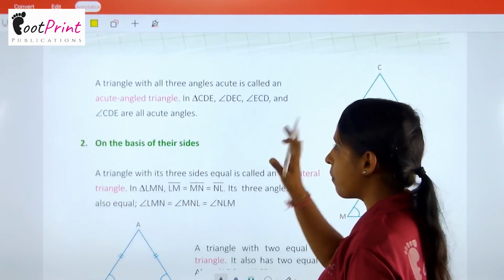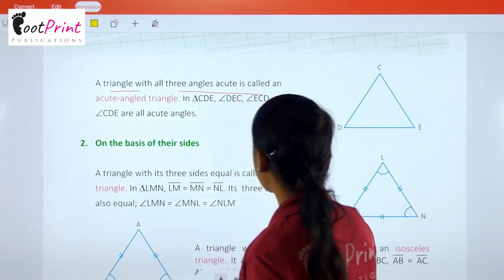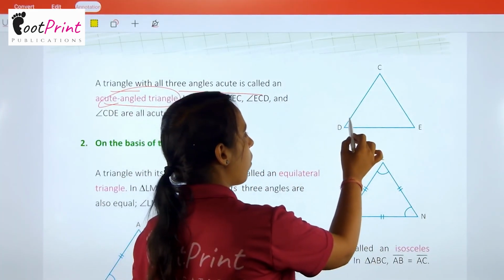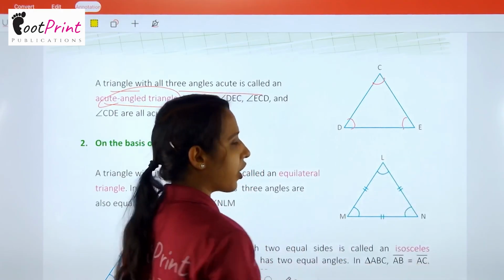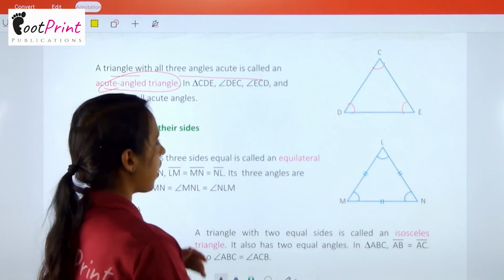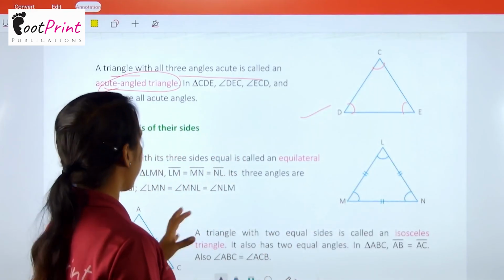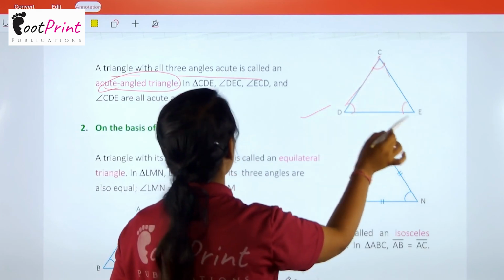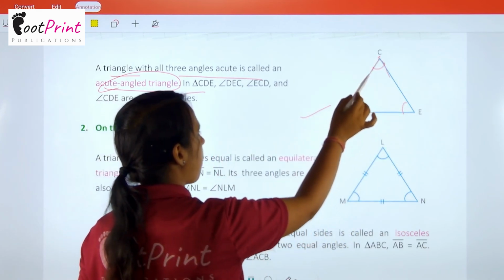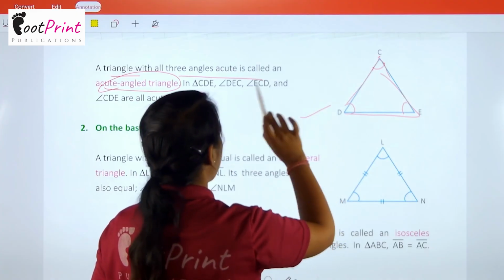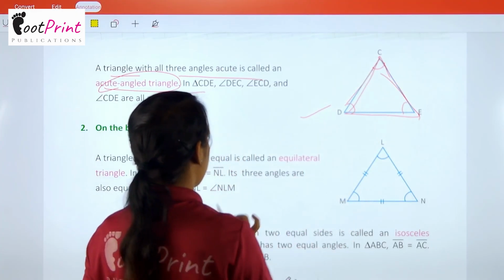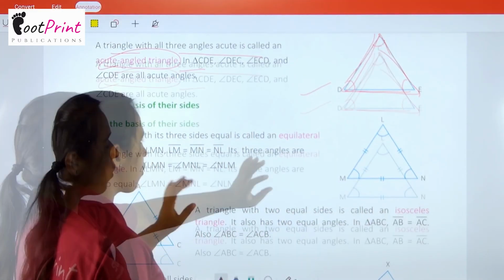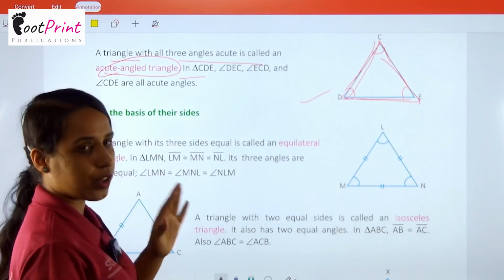Now next, a triangle with all three angles acute is called an acute angle triangle. If a triangle has all three angles acute, then we can say that triangle will be an acute angle triangle. In this, we can say in triangle CDE we have angle DEC, angle ECD and angle CDE are acute angles. So this triangle will be called an acute angle triangle.